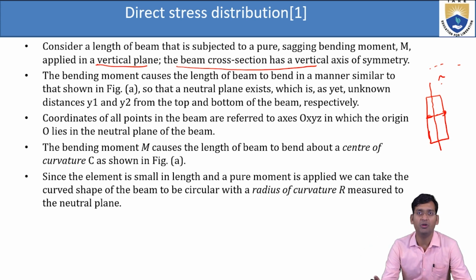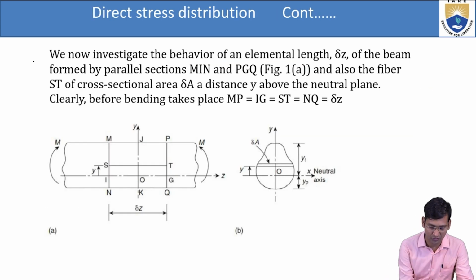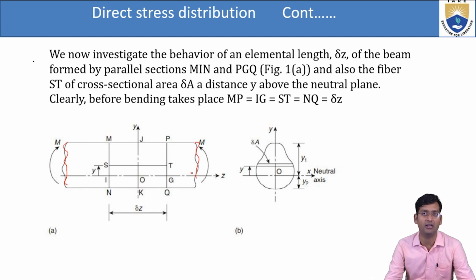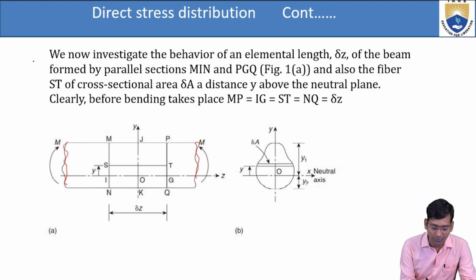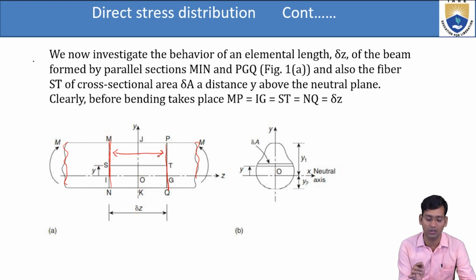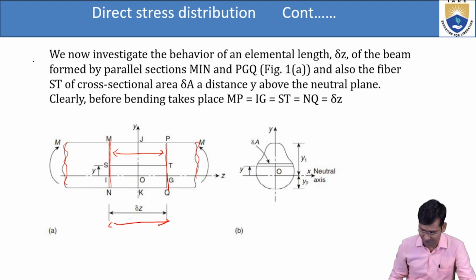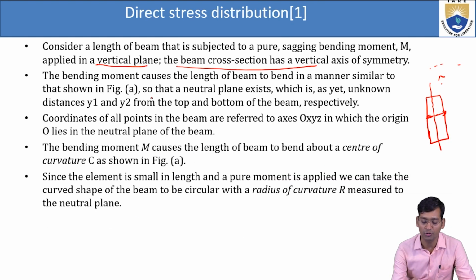The bending moment causes the length of beam to bend in a manner similar to that shown in figure A. So just see the first figure. This is any beam, and this symbol shows that it is of infinite length. There is no fixed length. In that, we have taken some small cross section. This is not actually small, it is just an exaggerated figure so that you can identify the points. The length of this element is only delta Z, so that the neutral plane exists.